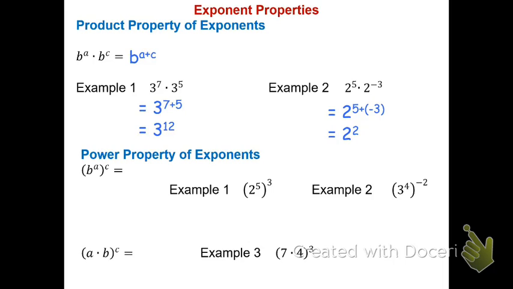All right, now let's go to the power property of exponents. I want to take the quantity b to the a and raise it to the cth power. To do this, it means that I'm going to take b to the a times b to the a times b to the a c many times. And that's going to become b to the a times c.